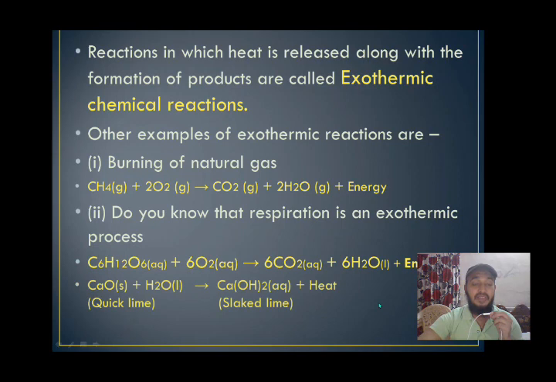Another example is calcium oxide, which is also known as quicklime. When treated with water, it gives calcium hydroxide, Ca(OH)2, which is also known as slaked lime. In this reaction also heat is released. So this reaction is also considered an exothermic reaction.